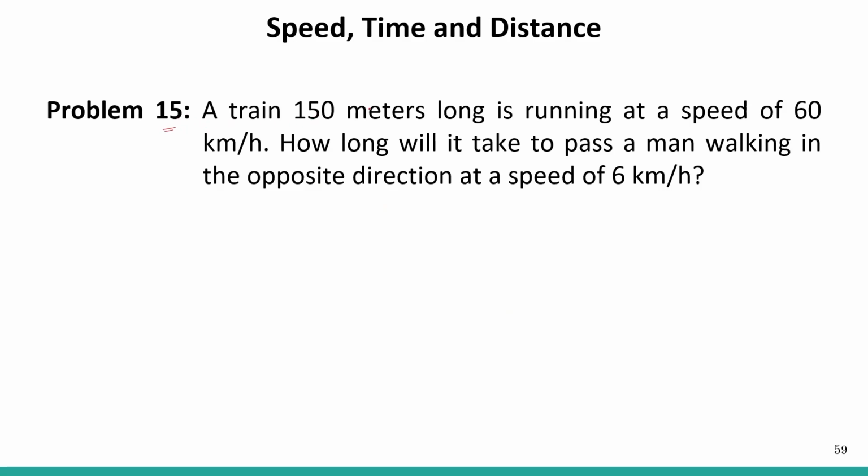A train is 150 meters long and is running at a speed of 60 km per hour. How long will it take to pass a man walking in the opposite direction? Here he is walking in the opposite direction with a speed of 6 km per hour. Something must come to your mind when you see this term, opposite direction. Here the concept of relative speed will come. The relative speed of the train with the man is equal to 6 plus 60, which is 66 km per hour, right?